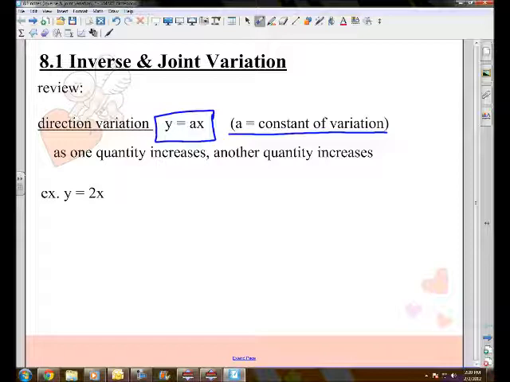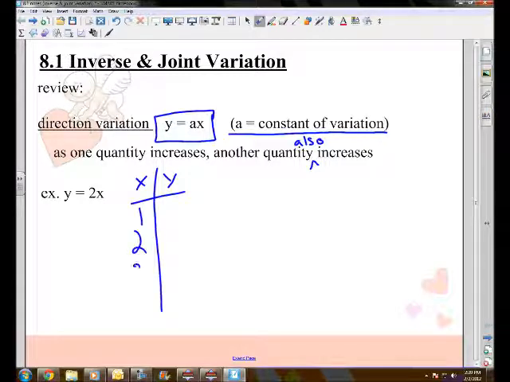I like that equation because it's set equal to y, and we can graph that. As one quantity increases, another quantity also increases. We see that here with the equation we've got. We'll make an xy table, plug in some simple values for x, and we'll get these values back. Okay. So we can see here that as x increases, y increases. That's the idea of a direct variation. One goes up, the other goes up.